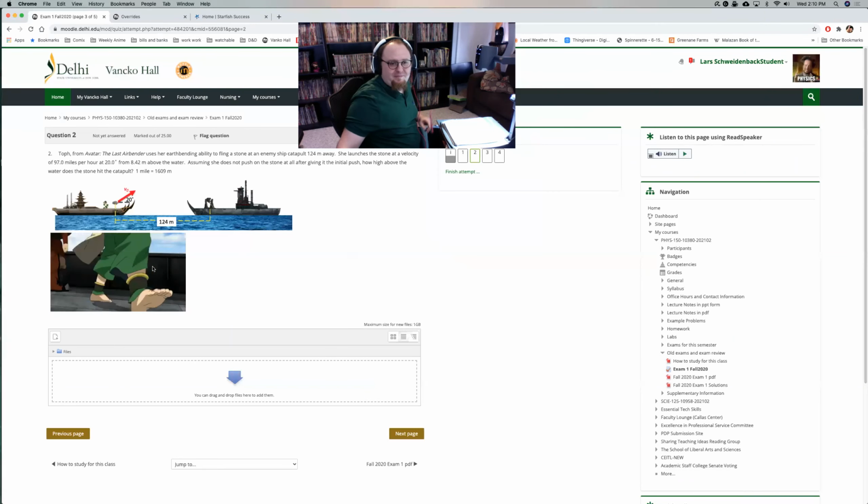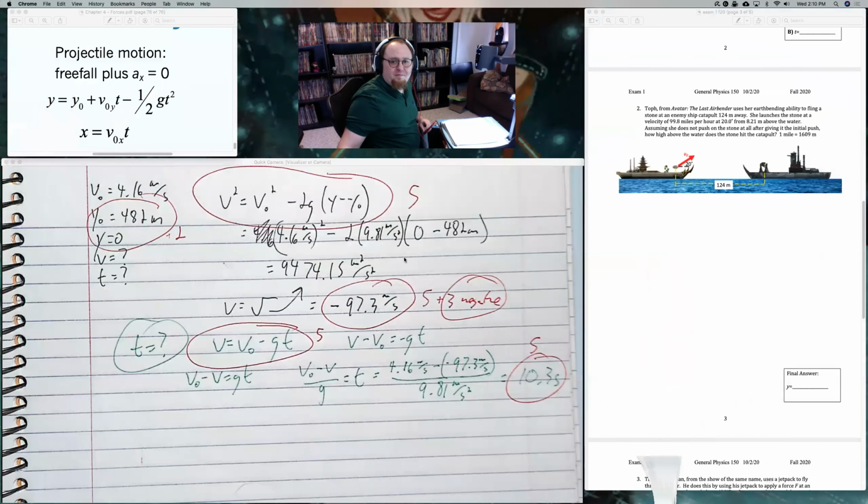That's the scene right there. And I say, she flings the stone at a ship 124 meters away. She launches the stone at a velocity of 99.8 miles per hour. Okay, hold on right there.